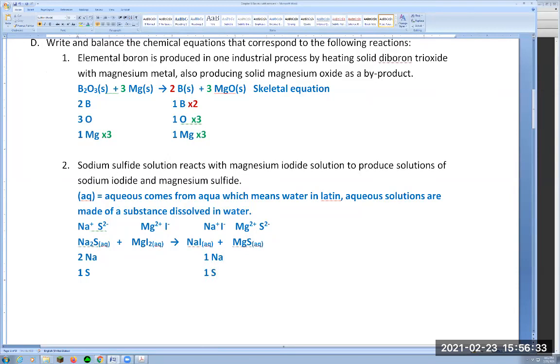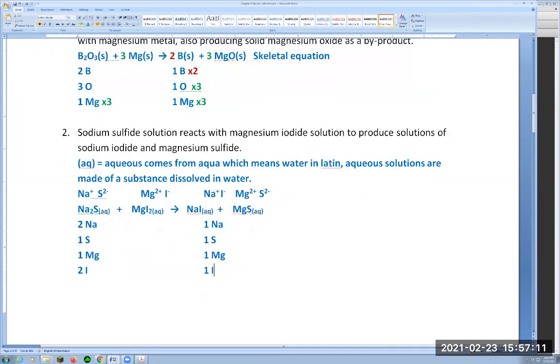1 S. Magnesium. We have 1 magnesium on the left in MgI2, and then 1 magnesium on the right. Iodine. We have 2 iodine on the left in the MgI2. And on the right, we have only 1 iodine in NaI. So that counts the number of atoms of each kind on both sides of the equation, of the arrow.